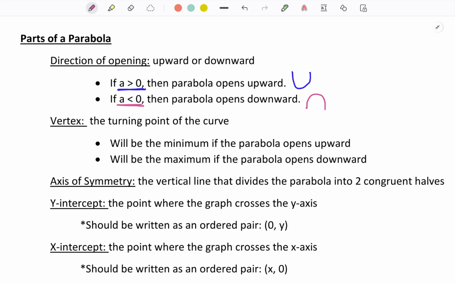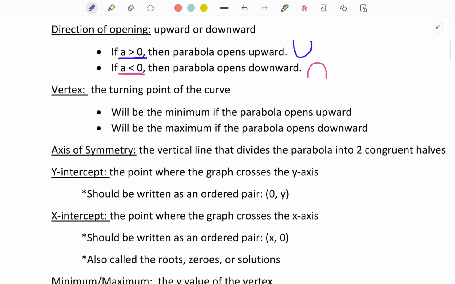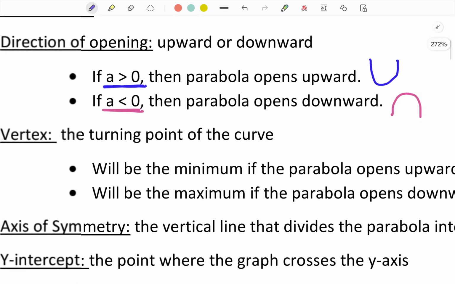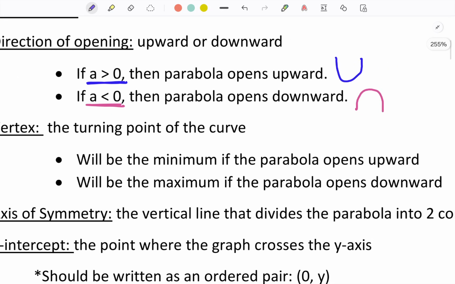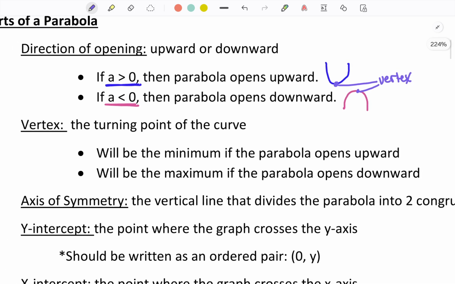So the vertex is the turning point of that curve. So it's where you change direction. If you have a parabola that opens up, the vertex is where you go from heading down to heading back up. And then, of course, if you're opening down, it's going to be that highest point, where you change direction from going up to going back down.